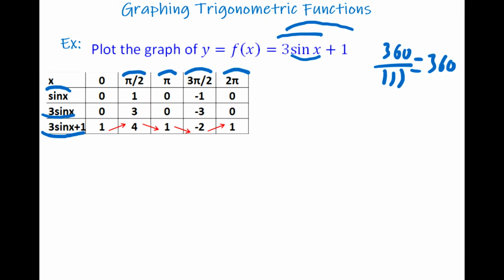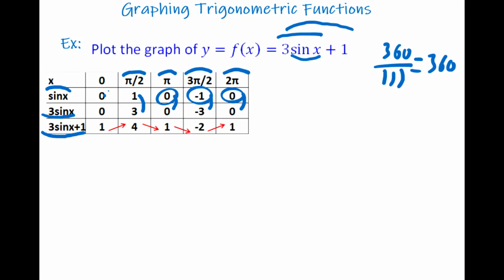So if x is 0, sine x is 0, of course. If x is pi over 2, then sine x is 1. When x is pi, we have 0. When x is 3 pi over 2, sine x is negative 1. And when x is 2 pi, sine x is 0, guys. If sine x has those values, then 3 sine x means we're going to multiply each value by 3, right? So 3 times 0 is 0. 3 times 1 is 3. 3 times 0 is 0. Negative 1 times 3 is negative 3. 0 times 3 is 0.